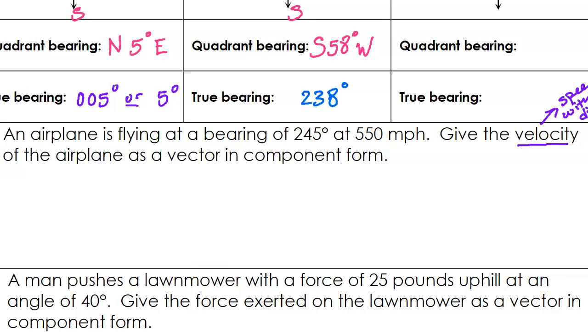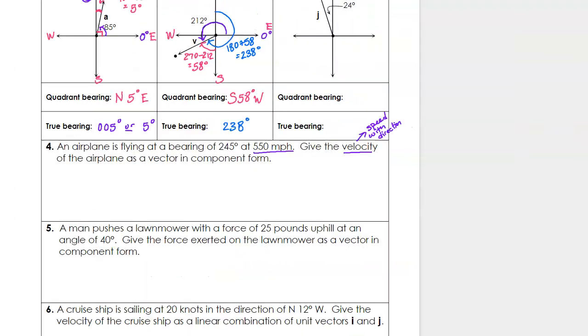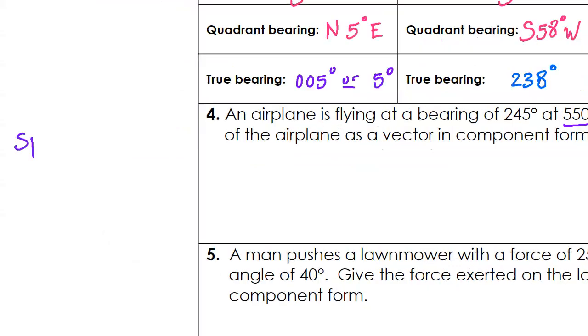Now, also we need to know that when we're talking about speed, so here we have 550 miles per hour. Whenever they give us a speed, it's just another word for the magnitude. Speed equals magnitude. It's the size, it's the distance, the length.